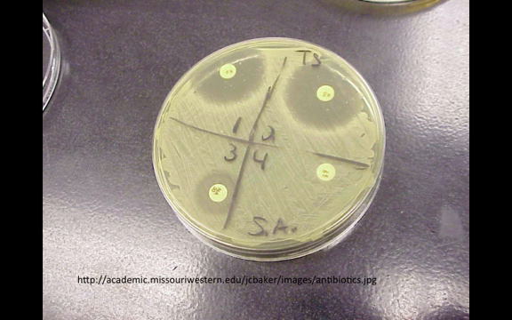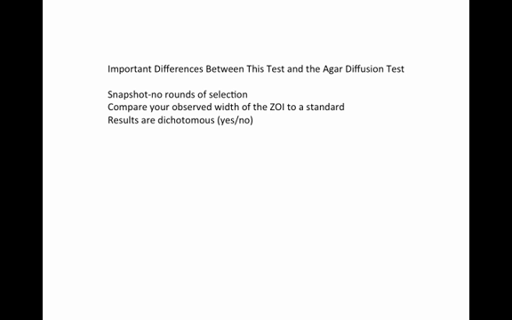As with the agar diffusion test, what you're going to do is measure the width of the zone of inhibition. But there are some important differences. The first important difference is that this is a snapshot. There are no rounds of selection in this. You just do it once, read the plate, and then you're done with it. The second thing is that you compare your observed width of the zone of inhibition to a standard. Standard widths have been developed depending on the agar and the antibiotic that's used, and you just compare the width of your zone of inhibition to that standard width.